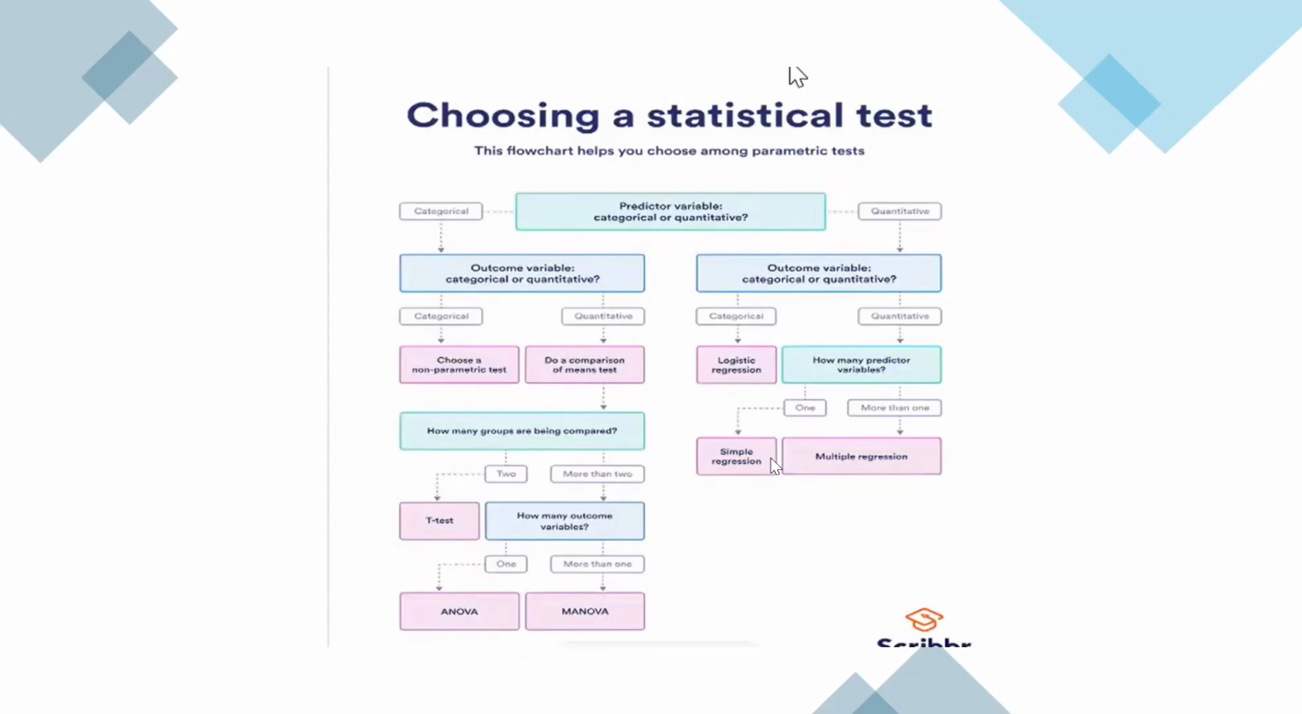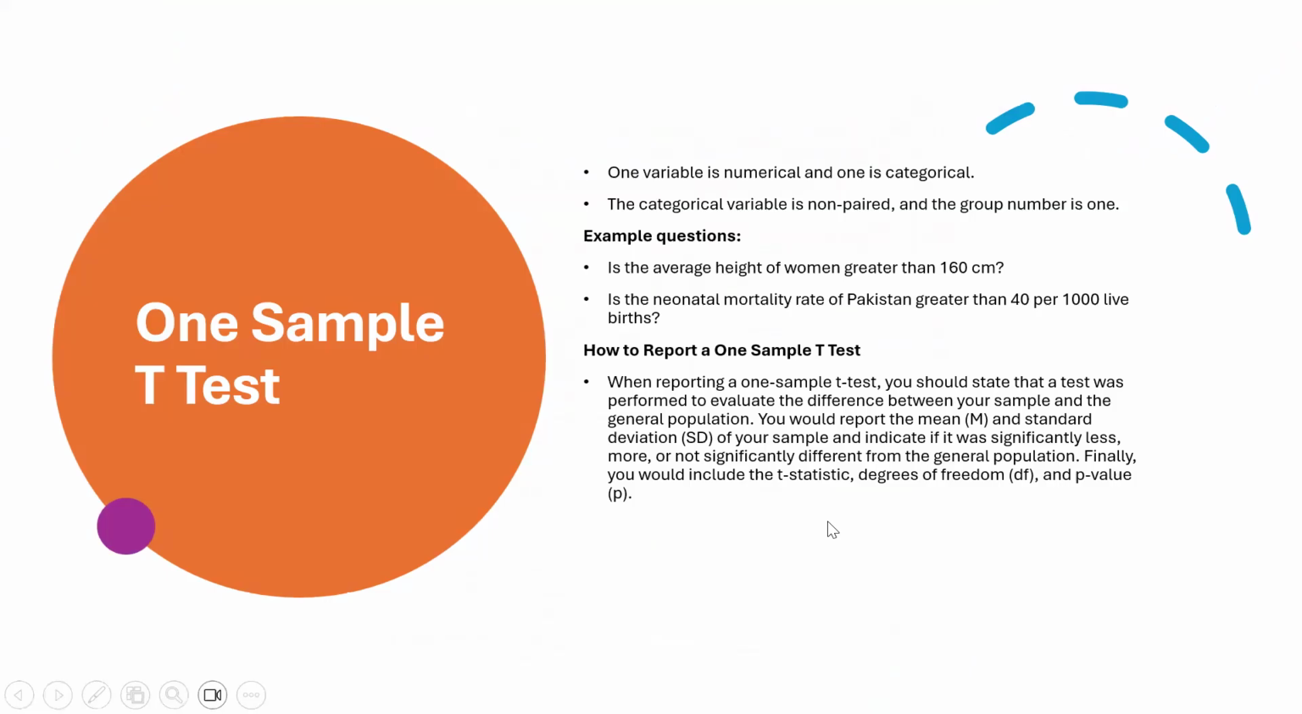In the last session we discussed the chi-square test. Okay, so what is a t-test? For a one sample t-test, we decided that if one variable is categorical and the other variable is quantitative, we go for a t-test. Okay, and a t-test is used only if the data is parametric. One variable is numerical and the other one is categorical. The categorical is not paired and the group number is 1.